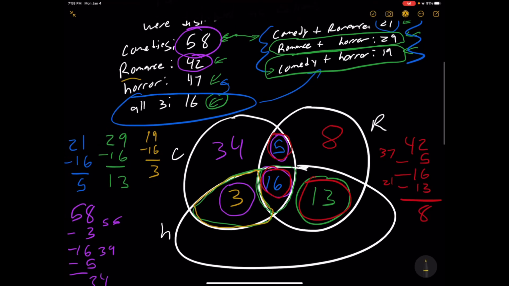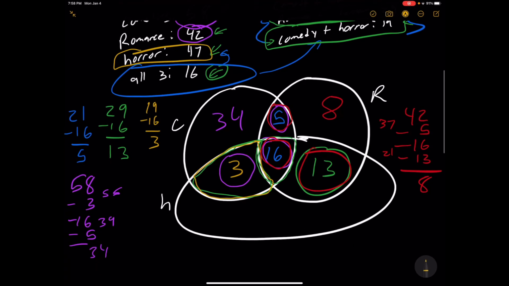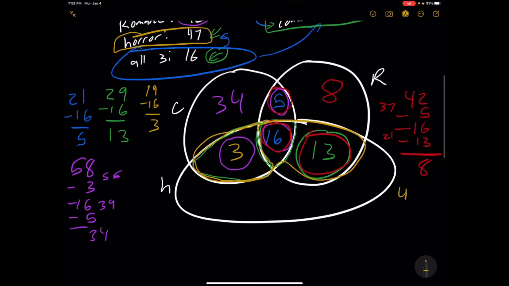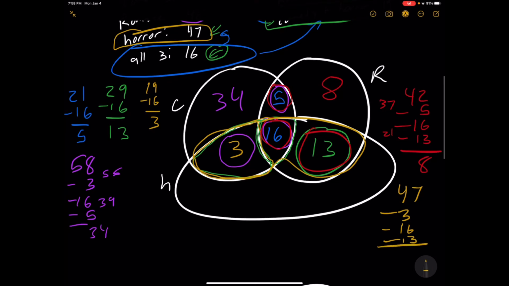So now we'll do horror. Horror is our last one. In the horror category, we have 47, but this time we have 3, 16, and 13 all accounted for. So we're going to have to do our 47 minus 3 minus 16 minus 13, which leaves me with 47 minus 3 is 44, minus 16 is 28. 28 minus 13 is 15. We're left with a 15 down here.